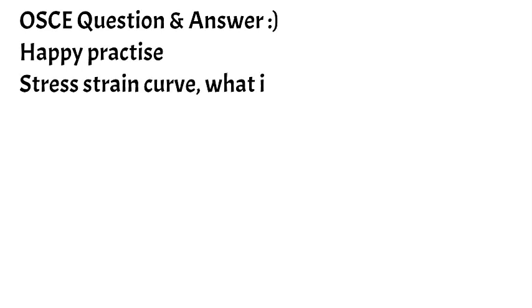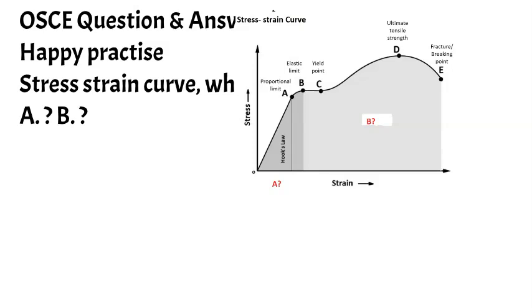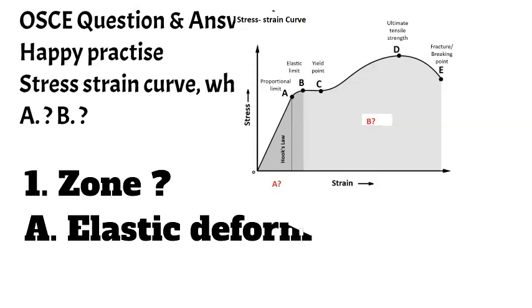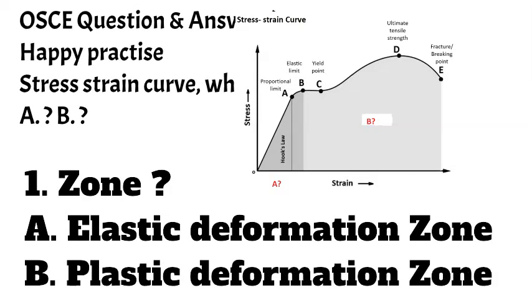So this figure shows the stress strain curve. What is the zone? Label A and B. As illustrated, the answer is A. Elastic deformation zone. B. Plastic deformation zone.